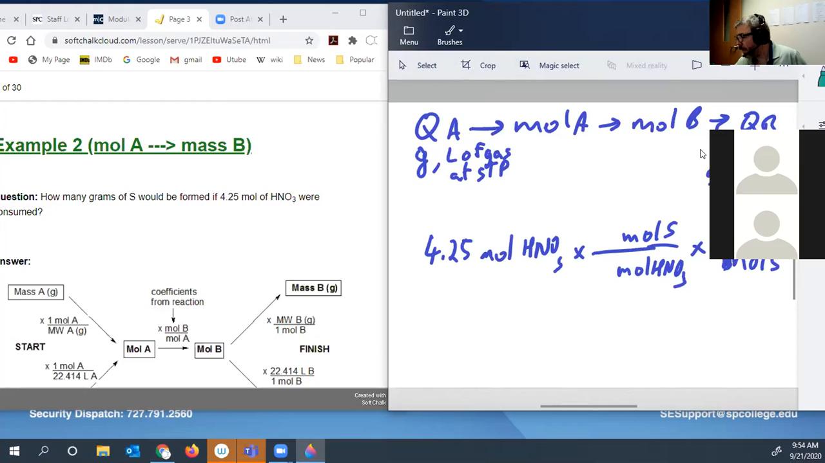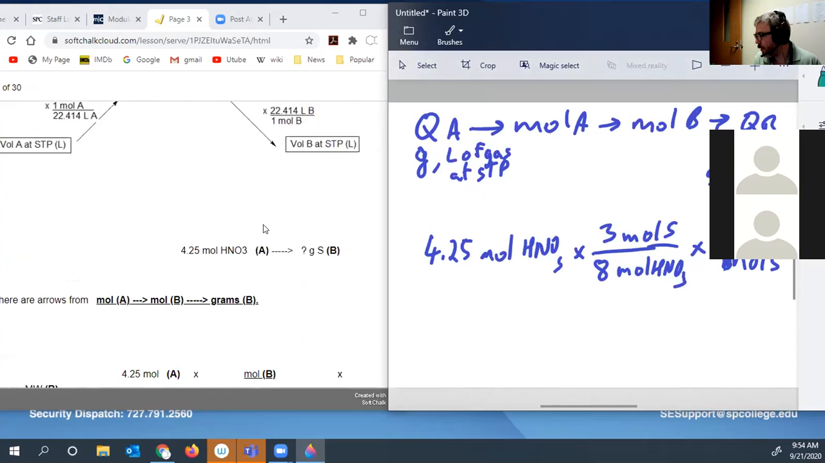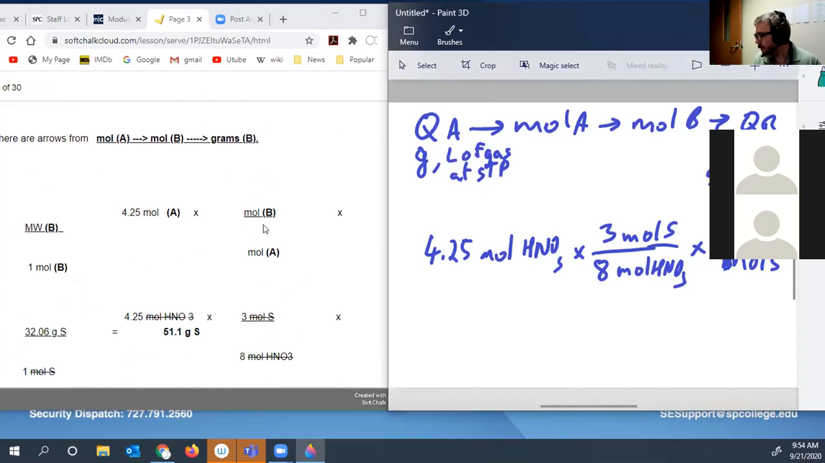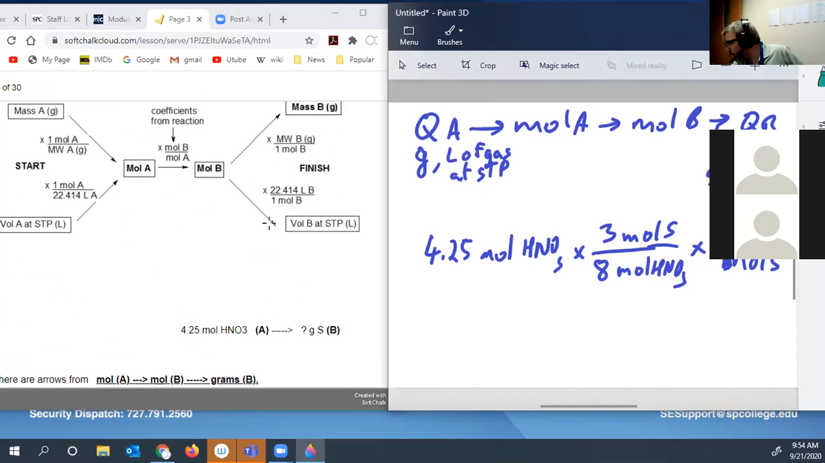Now, the relationship here, according to the reaction, let's see if we can get the reaction back here. There we go. It looks like it's 3 moles of sulfur and 8 moles of HNO3. And the relationship between grams of sulfur and moles of sulfur is going to be the molecular weight of sulfur, which I've got down here is 32.06 grams of sulfur and 1 mole of sulfur. And then that's how I'm going to get my answer.